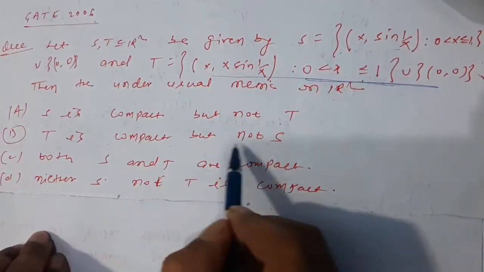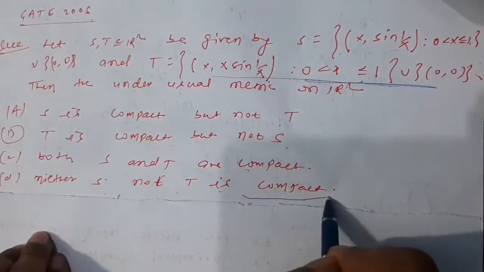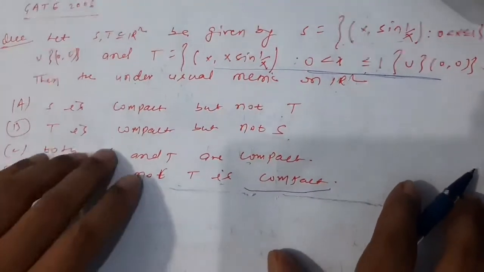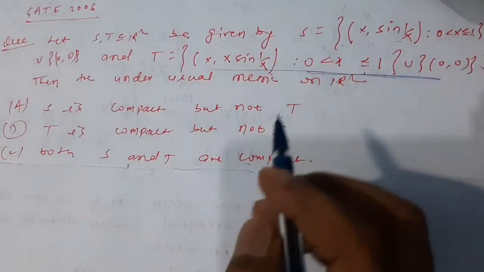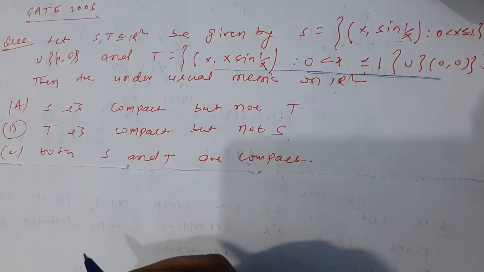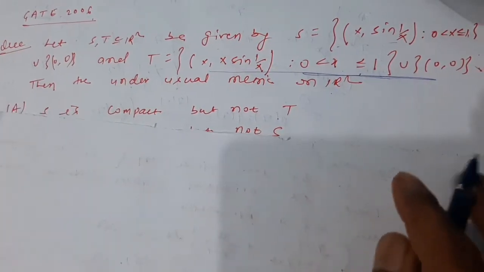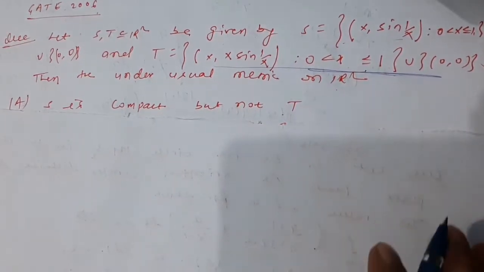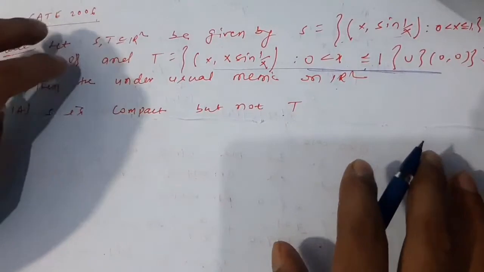The options are: S is compact but not T; T is compact but not S; both S and T are compact; neither S nor T is compact. So we have to discuss whether S and T are compact or not. You can solve this question by using the graph method and using the method of compactness.